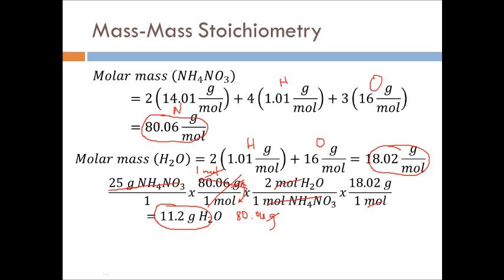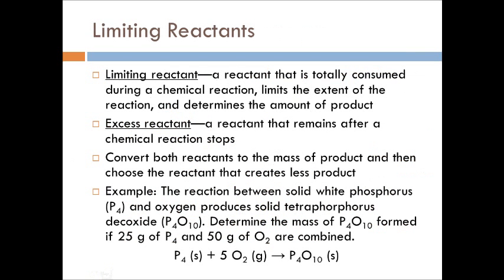So we have 11.2 grams of water. We start with the grams of ammonium nitrate, we divide by the molar mass, we multiply by the mole ratio, and then we multiply by the molar mass of what we want, which in this case is water, and we end up with a mass. Alright, that is the basics of stoichiometry. So now we're going to take those ideas and apply them to different circumstances. The first thing is something known as a limiting reactant.